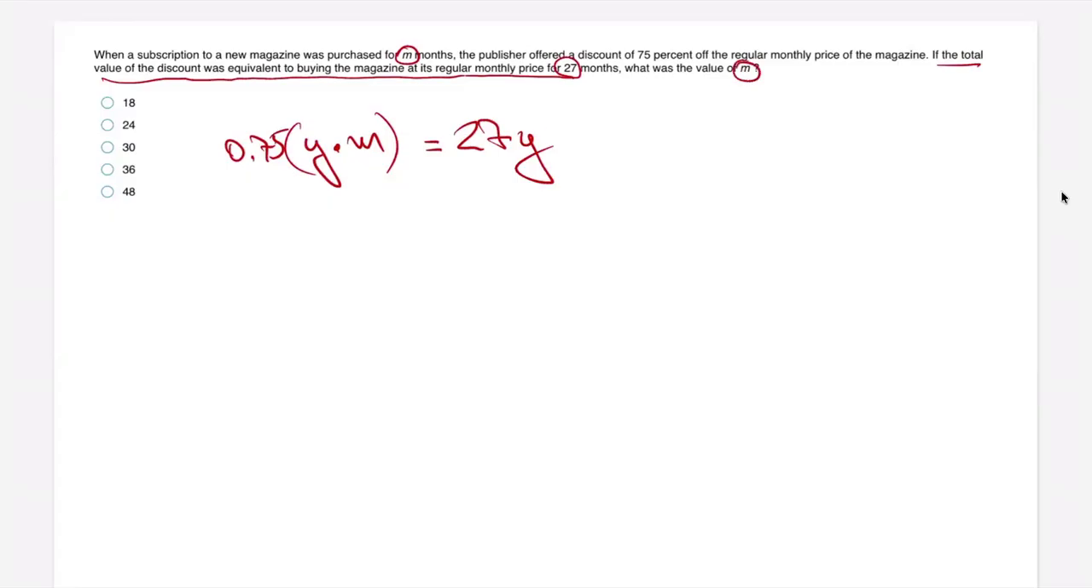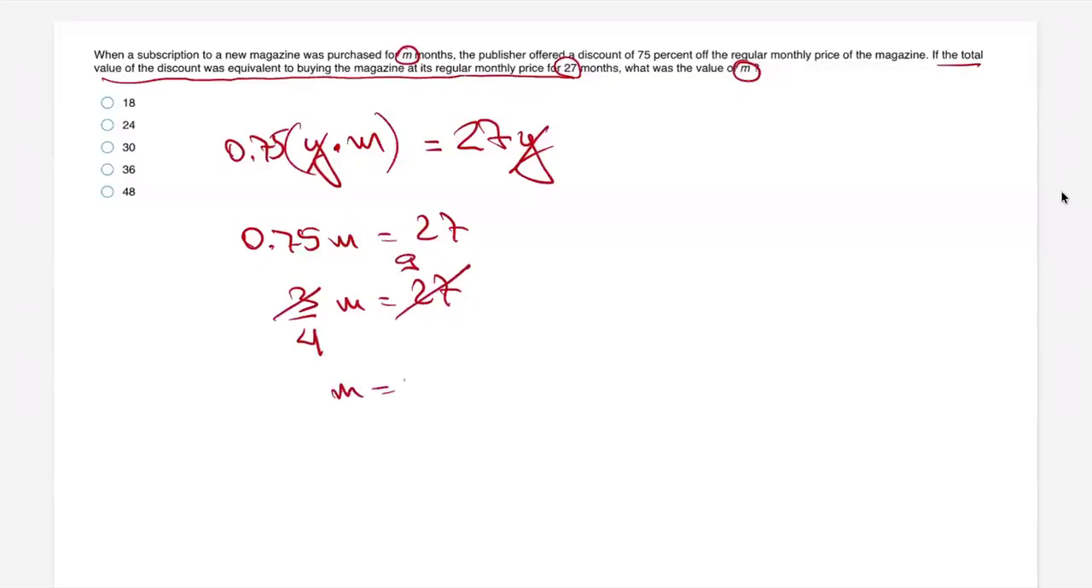Okay, so I'll cancel Y with Y. 0.75 M is 27. 0.75 is 3 over 4. 27 divided by 3 is 9, times 4 is 36. So with this, instead of buying 27 months, you are capable to buy 36 months.